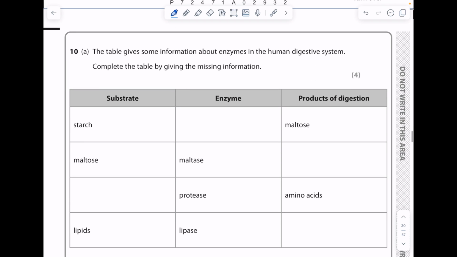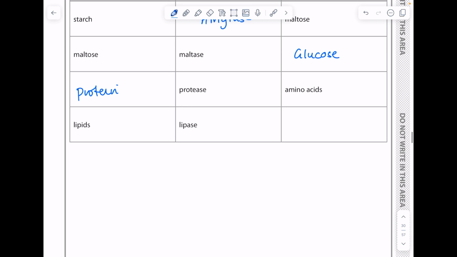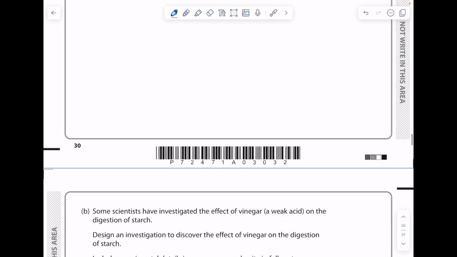The table gives some information about enzymes in the human digestive system. Complete the table by giving missing information. So the enzyme which digests starch is known as amylase. Maltase breaks down maltose to form the reducing sugar glucose. Protease acts on proteins, and lipids are broken down into fatty acids and glycerol by lipase. So do get those digestive enzymes learnt.